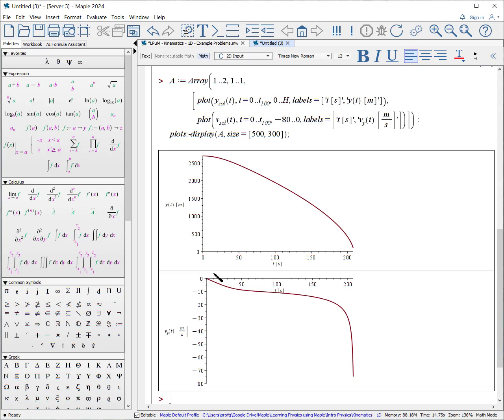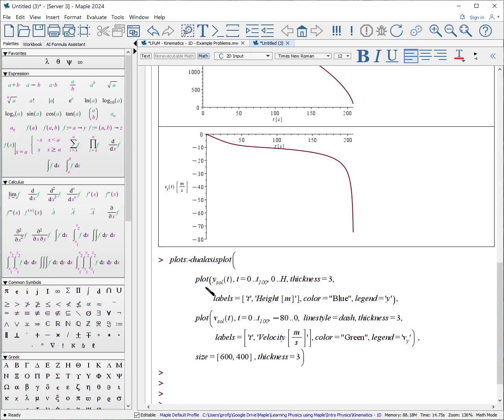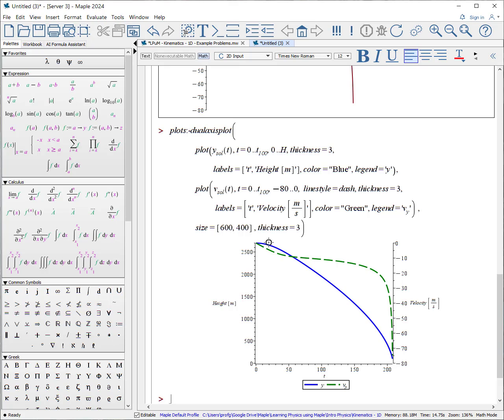There's the position versus time, and there's the velocity versus time. And again, not surprisingly, when it reaches the minimum amount, it's minus 74. Alternatively, we can plot both the position and velocity on a dual axis plot. And again, position versus time on this axis, velocity versus the same time on this axis.